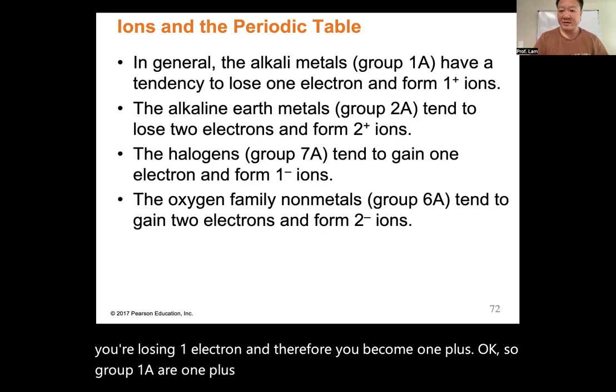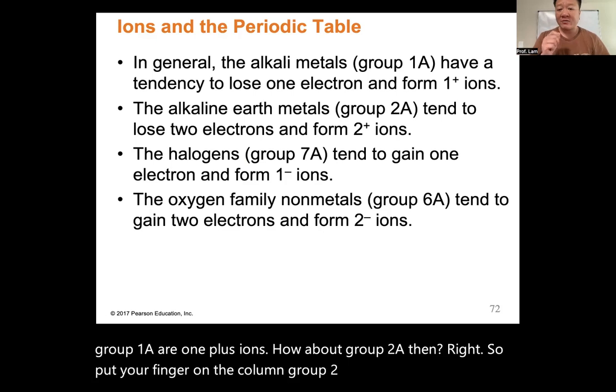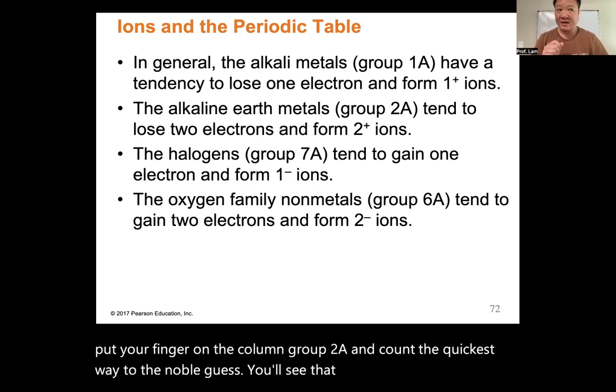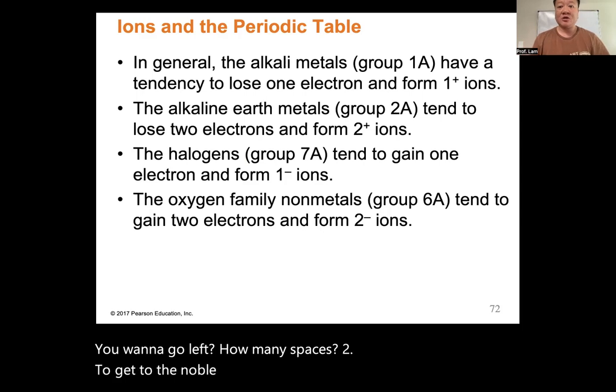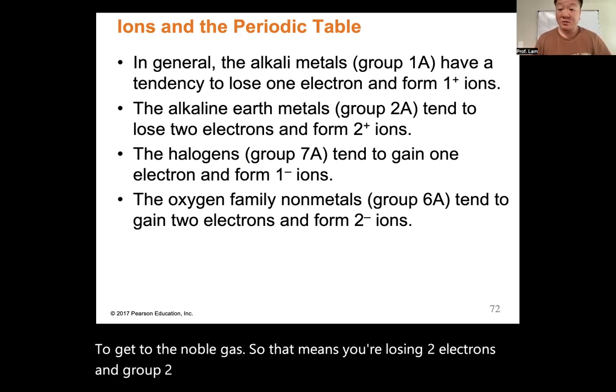How about group 2A then? Put your finger on the column, group 2A, and count the quickest way to the noble gas. You'll see that you want to go left again. You want to go left how many spaces? 2 to get to the noble gas. So that means you're losing 2 electrons, and group 2A will tend to form 2 plus ions. Okay, does that make sense?